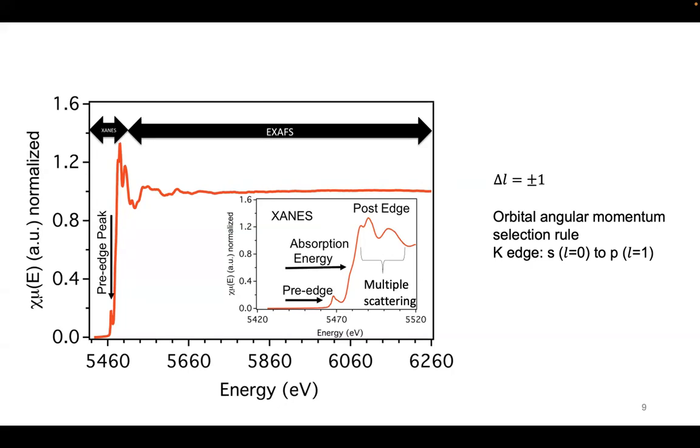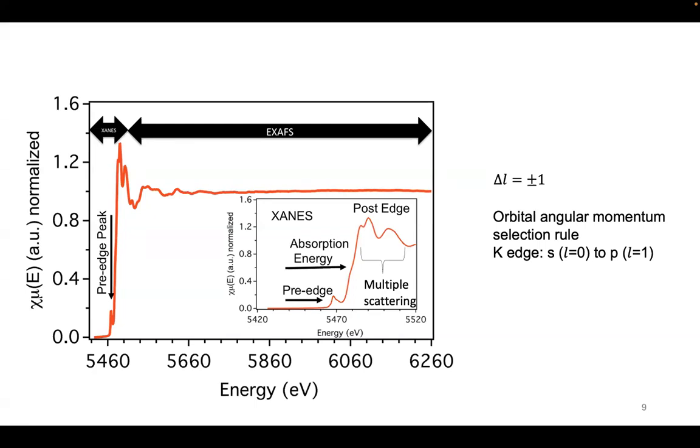But often, if you're dealing with a 3d transition metal, so here this is for vanadium, there are unfilled orbitals. For vanadium, that's 3d3, so there's an unfilled orbital in the d orbital. So the electrons can also go there, but that's forbidden, right? So the probability would be very low for that.